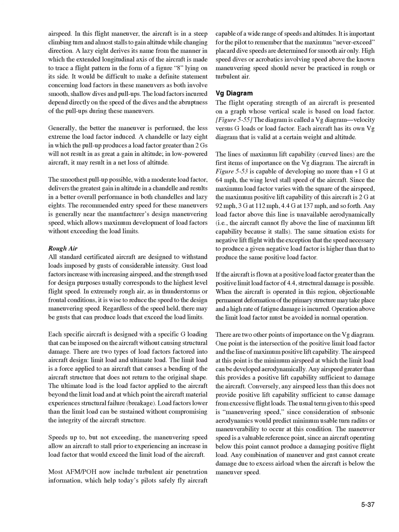Each specific aircraft is designed with a specific G loading that can be imposed on the aircraft without causing structural damage. There are two types of load factors factored into aircraft design: limit load and ultimate load. The limit load is a force applied to an aircraft that causes a bending of the aircraft structure that does not return to the original shape. The ultimate load is the load factor applied to the aircraft beyond the limit load and at which point the aircraft material experiences structural failure or breakage. Load factors lower than the limit load can be sustained without compromising the integrity of the aircraft structure.